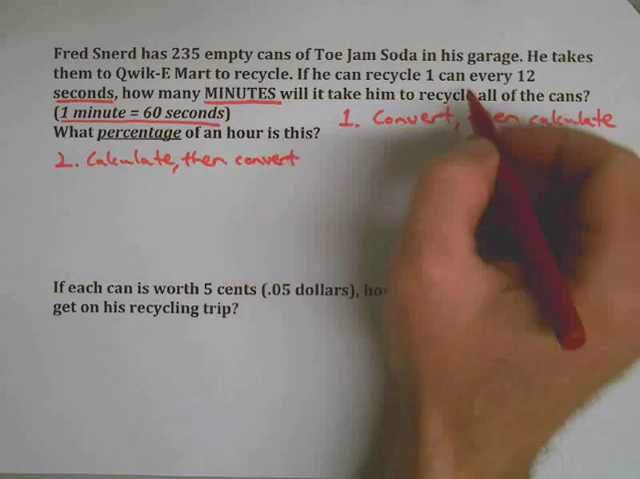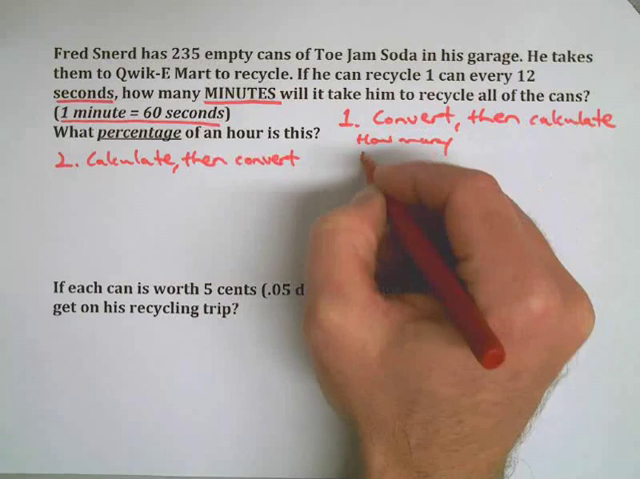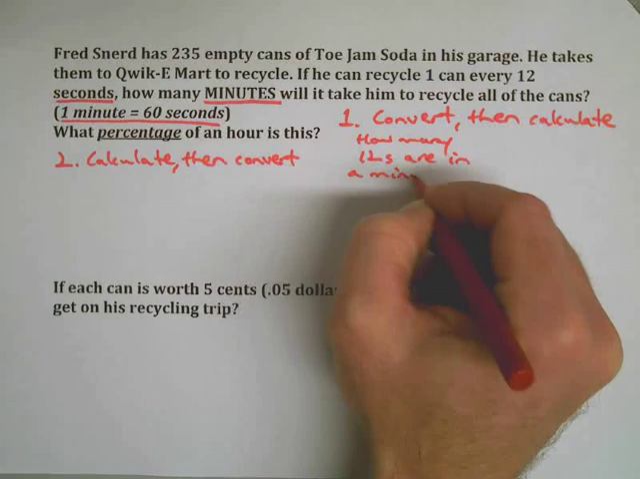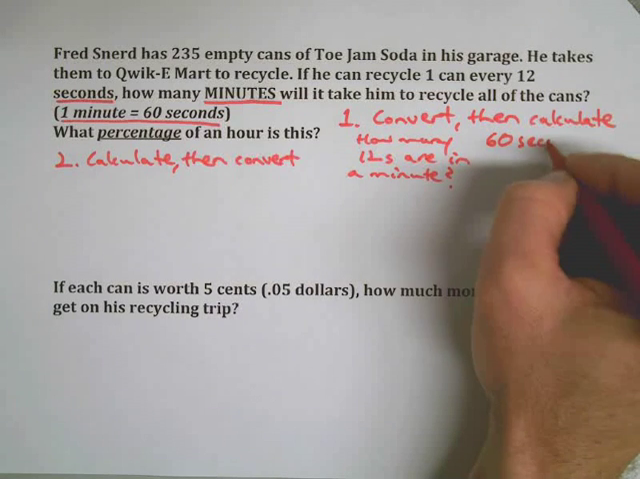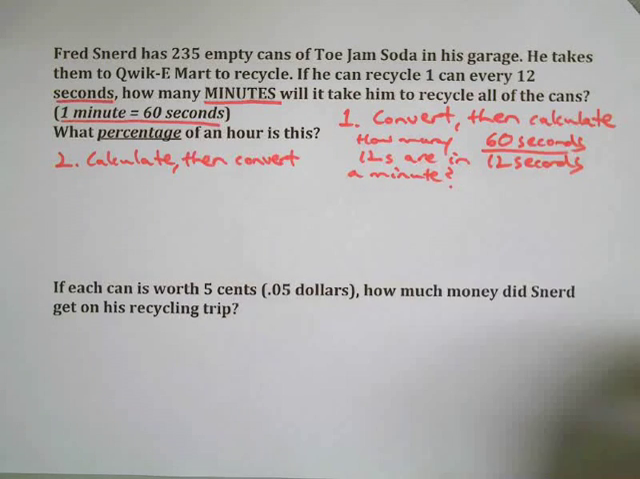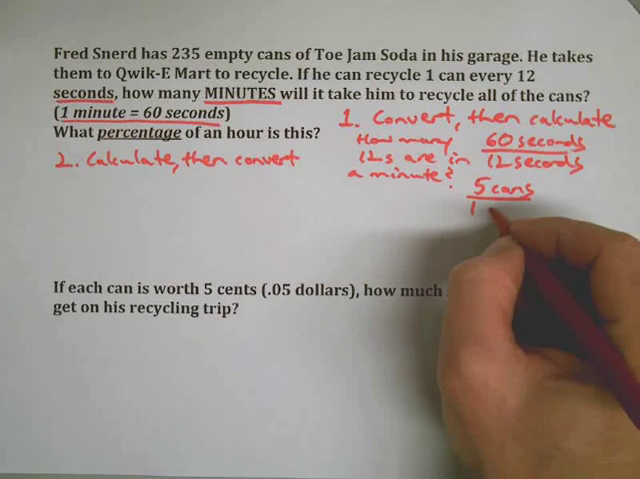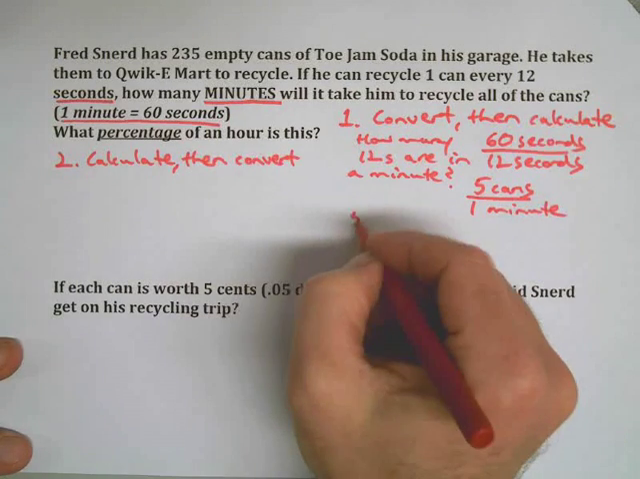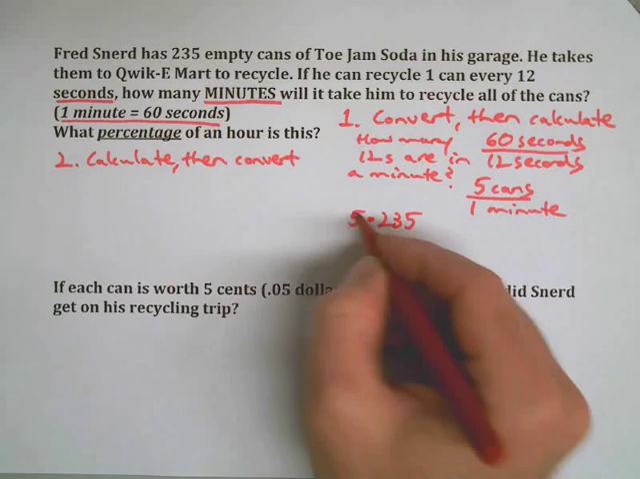First, let's convert. 12 seconds. How many 12s are in a minute? 60 seconds are in a minute. 12 seconds for each can. So we have 5 cans every 1 minute. And then if we take our 5 cans every minute, and he does 235 of them.